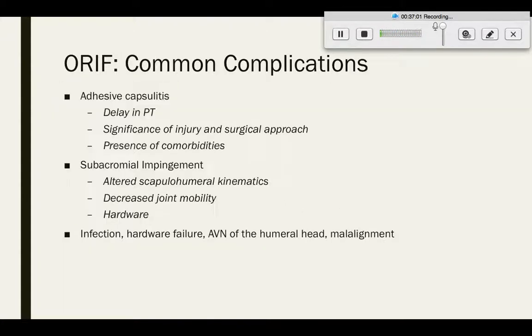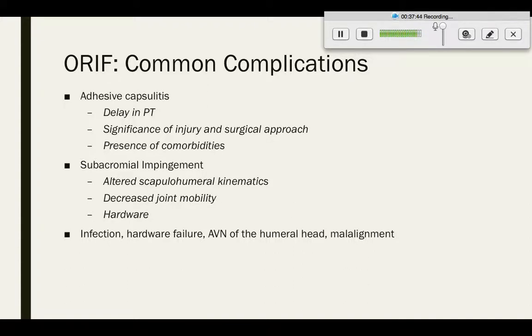Common complications. Adhesive capsulitis is a very common complication following the surgery given the severity of trauma that typically occurs in the area. A delay in receiving PT can also impact this. So say a patient falls, has surgery, and then is in an inpatient or skilled nursing facility for a period of time and not really working on their range of motion within their precautions as much as they should be, that might place them at risk for development of this. The significance of the injury, the surgical approach, and any presence of comorbidities are also factors to consider.